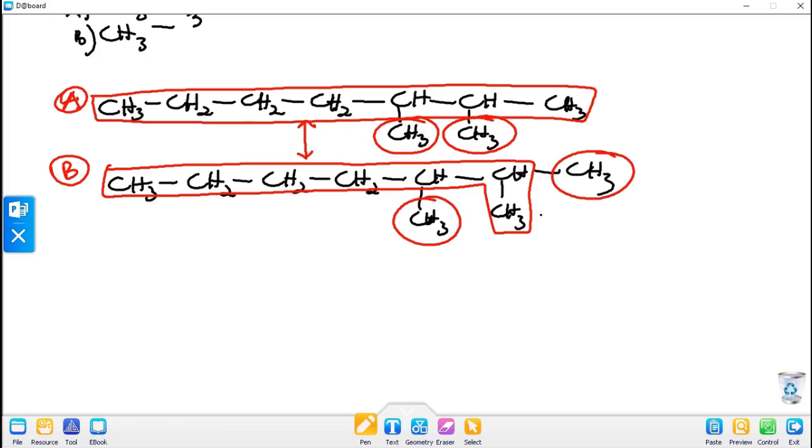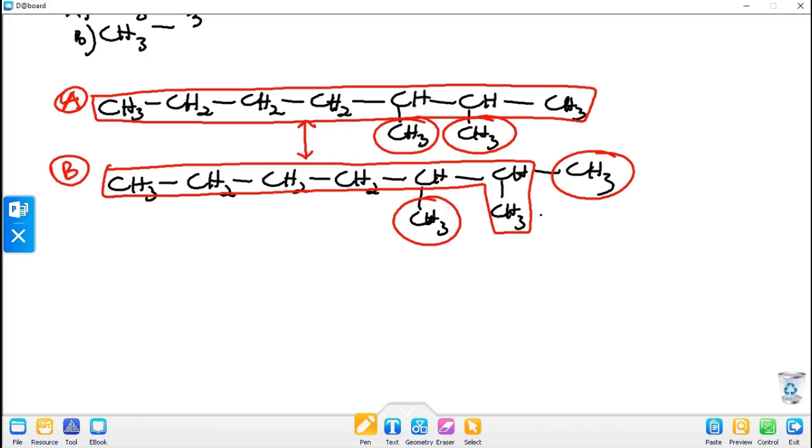So let us now take a look at how we name this hydrocarbon. To name the hydrocarbon, the rule says we should number the parent chain. How do we do our numbering?